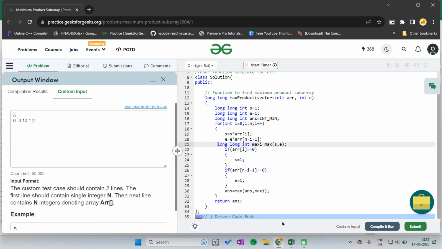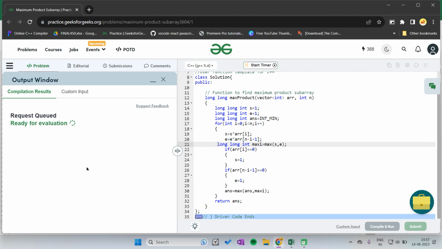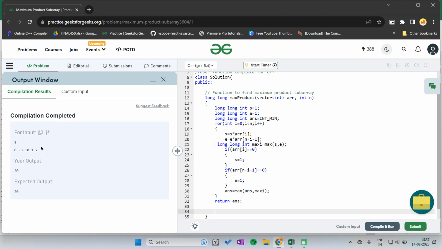So let's take this example and check how this code runs. So, a dry run of this code. Initially s is 1 and e is 1, and for the initial value, the value of s is 6 and the value of e is 2. Then it's checking the maximum of 6 and 2, which is 6. So it's checking if any value is 0. No, there is no 0. So the answer is nothing but 6, the max. And so the answer is 6. So the initial answer 6 is stored.